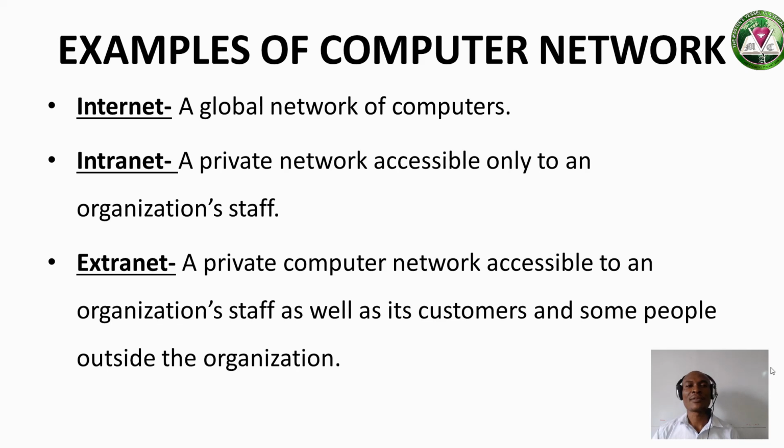Now there's another kind of example of computer network called extranet. Extranet is also a private computer network owned by an organization or an establishment, but the difference here is that it is accessible to the organization staff as well as its customers and some other persons that may have affiliation with that organization. Okay? For example, we may have a computer network in Master's Vessel Classical Academy accessible to the staff here and also to students and parents. We see to that. Okay?